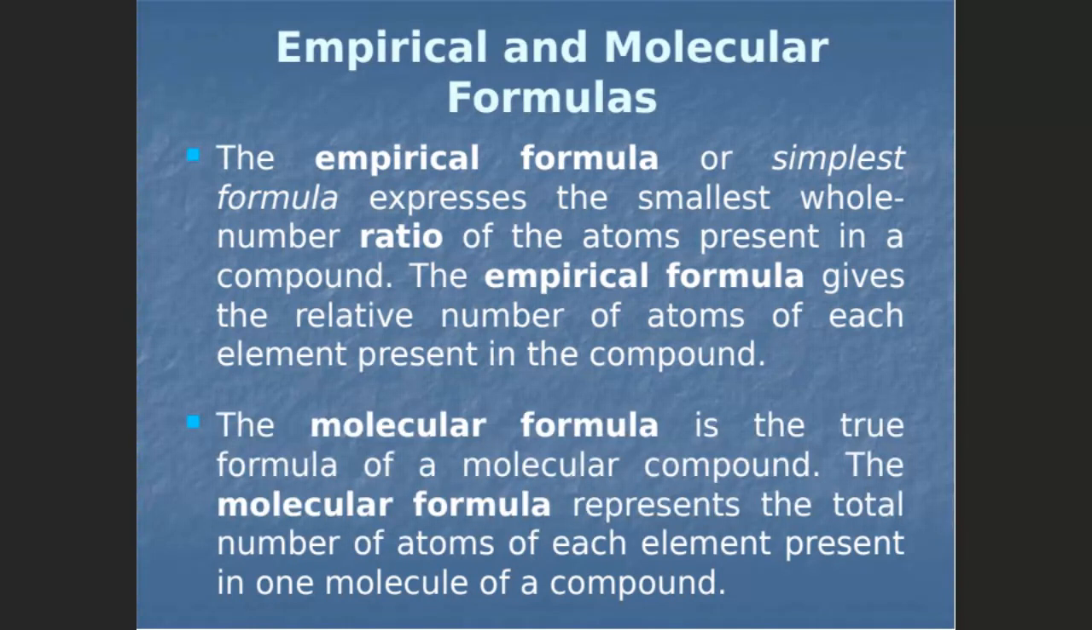If we want to define it, we can say the empirical formula is the simple formula that expresses the smallest whole number ratio of the atoms present in a compound. The empirical formula gives the relative number of atoms of each element present in the compound.